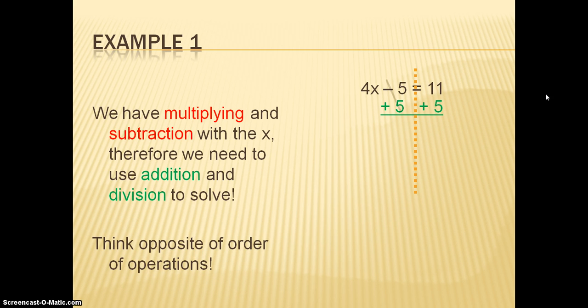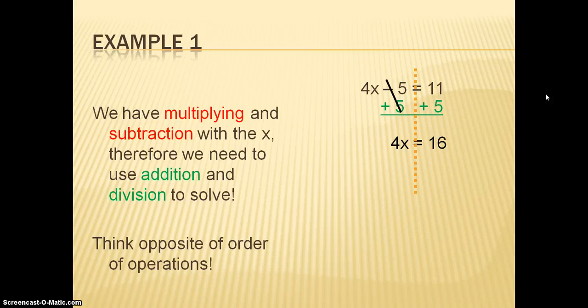What we're left with now on the left-hand side is just the 4x. Because remember, minus 5 and plus 5 is 0. We don't need to write down the 0. So we're left with 4x. On the right-hand side, 11 plus 5 is 16. Well, we're not done yet because x is not alone. We still have 4 times x. The opposite of multiplying is to divide.